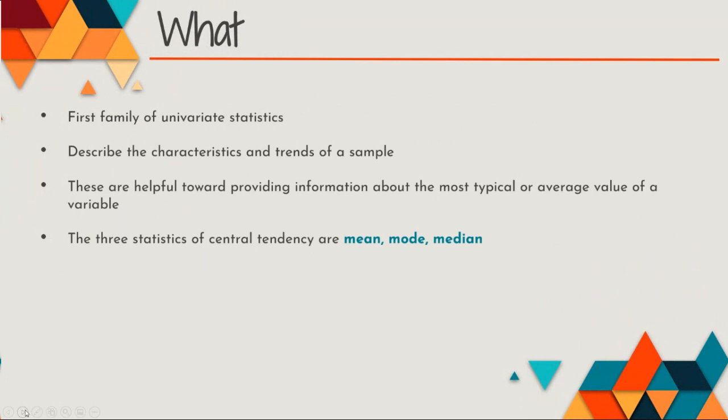So in terms of central tendency, this is the first family of univariate statistics, and it's used oftentimes for descriptive statistics to describe characteristics either of a sample in terms of the participant profile, or to actually provide some numerical values for certain questions that may be included within a measure or an assessment or a survey.